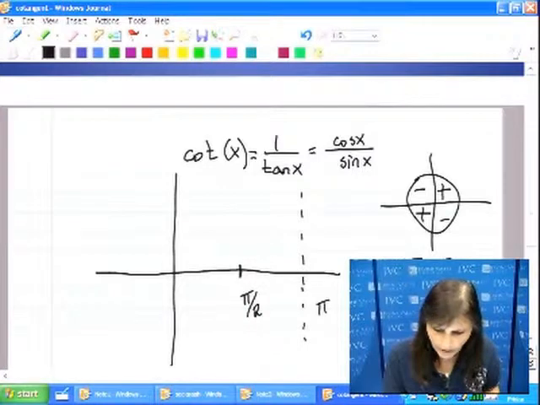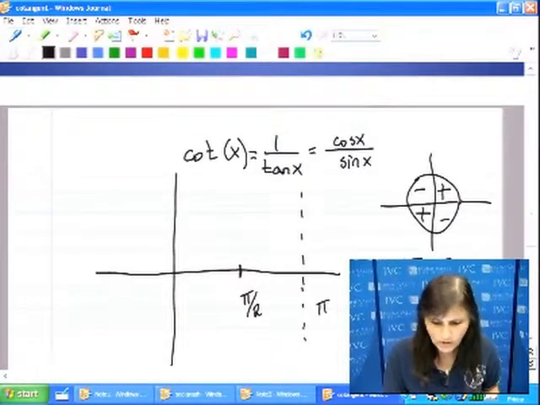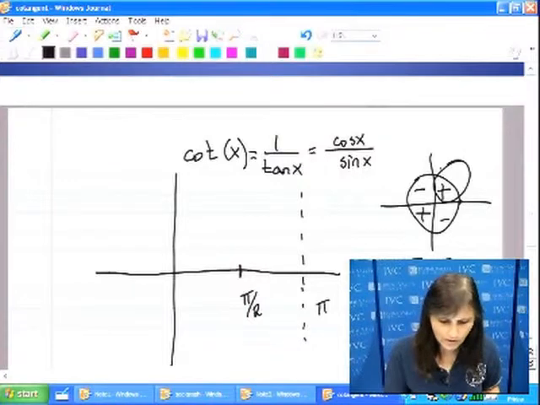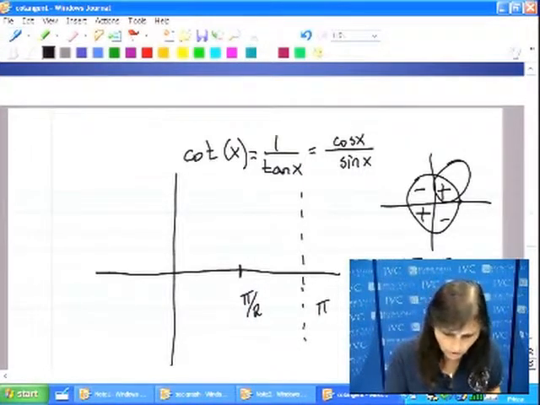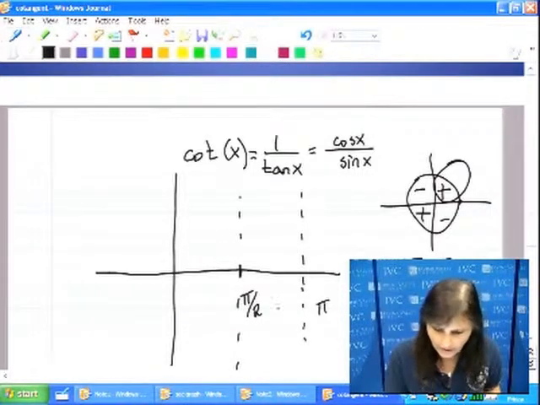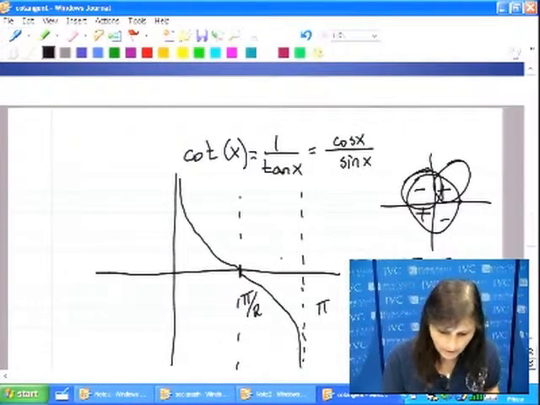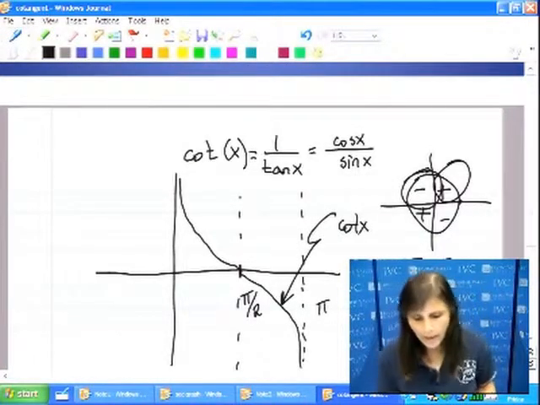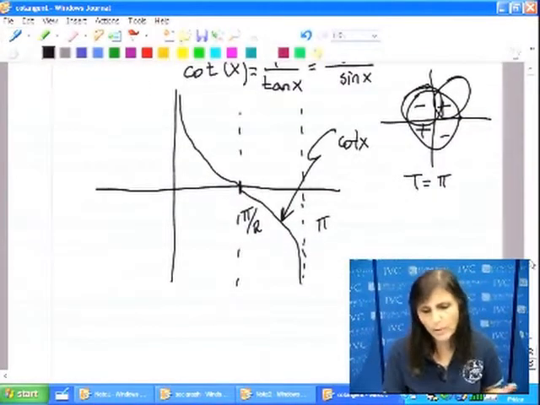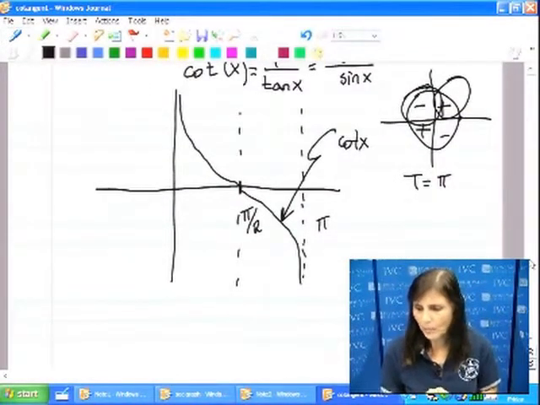It blows up when sine is 0, which is at 0, and it's going to be positive in this quadrant. So it's going to stay positive, and then it has to go to negative. So it's going to blow up from the positive side and then go to the negative side. So it's easy to draw the basic cotangent function. Then it repeats every pi, and we're just doing only one period.